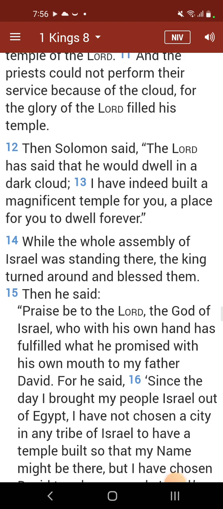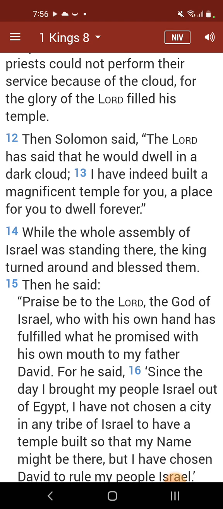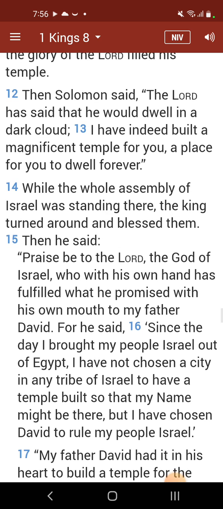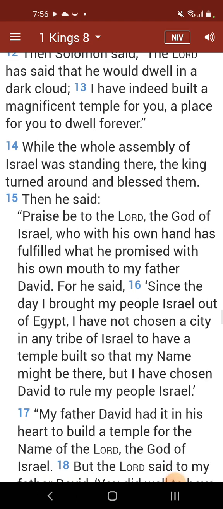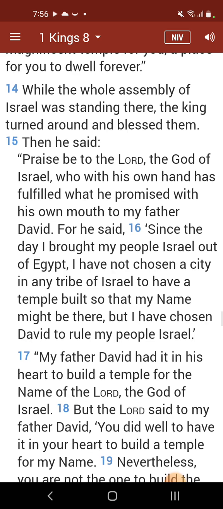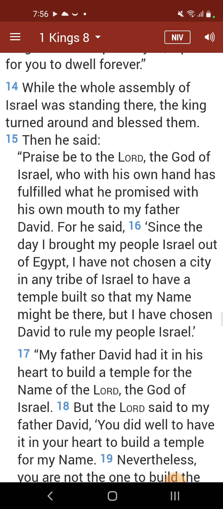I have indeed built a magnificent temple for you, a place for you to dwell forever. While the whole assembly of Israel was standing there, the king turned around and blessed them. Then he said, "Praise be to the Lord, the God of Israel, who with his own hand has fulfilled what he promised with his own mouth to my father David.